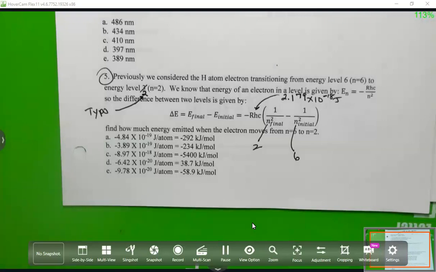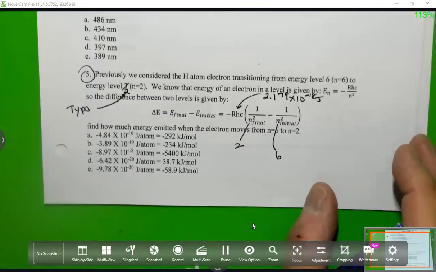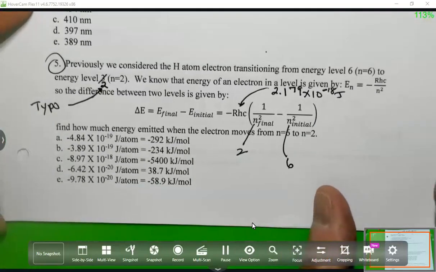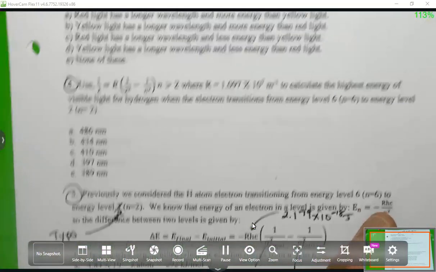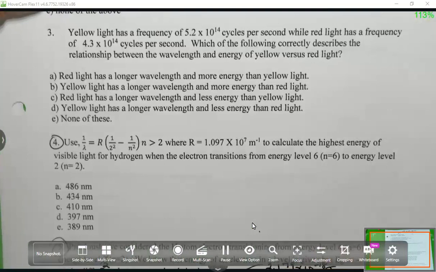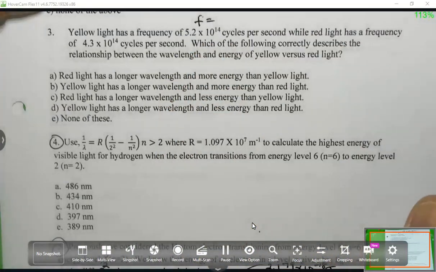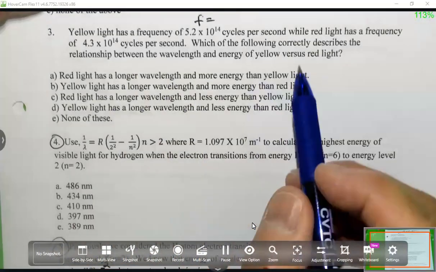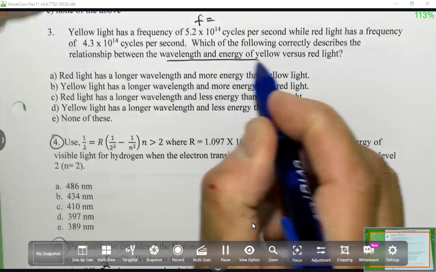Okay, so for quiz questions, let's look at number 5 here. And after 5, hit a 3. All right, so on question 3, what do we got here? This is a frequency and red light, yellow light, okay. And then red light, which of the following correctly describes the relationship between wavelength and energy?